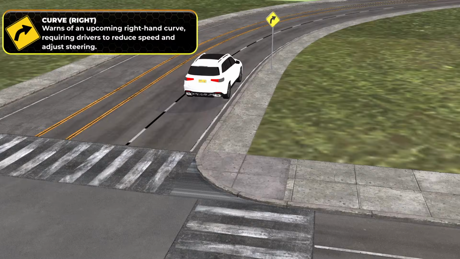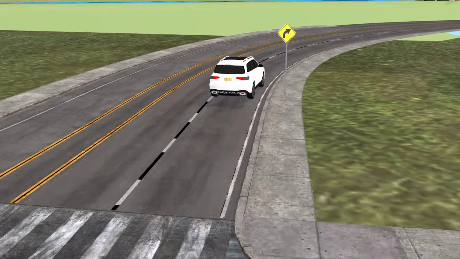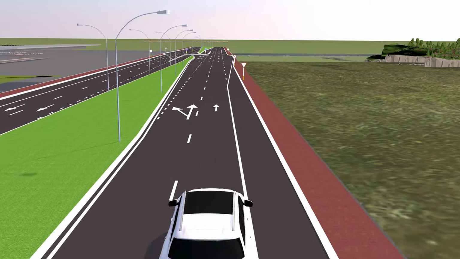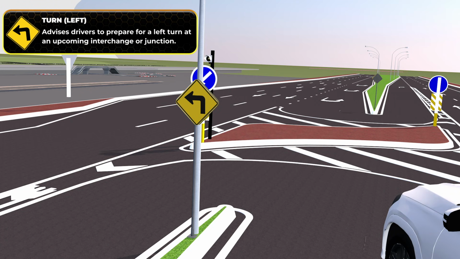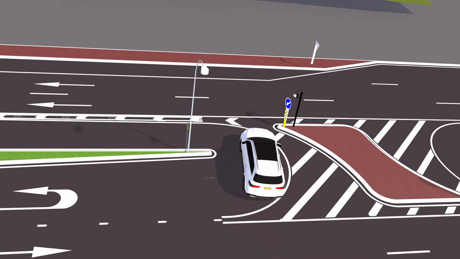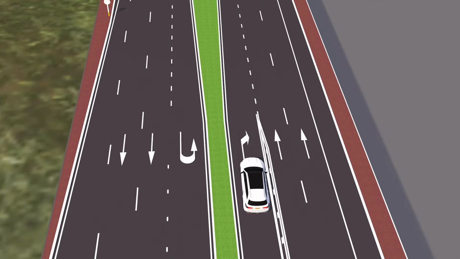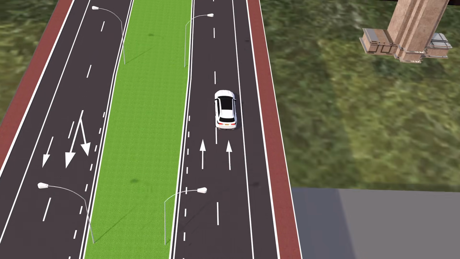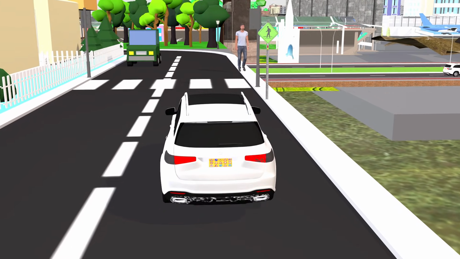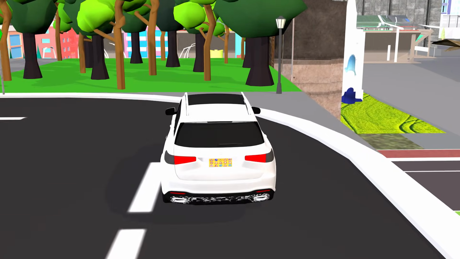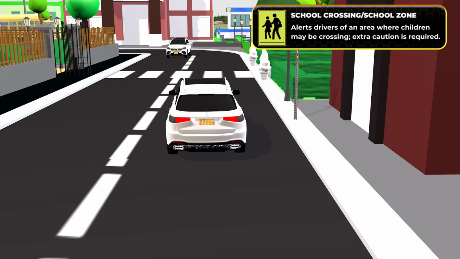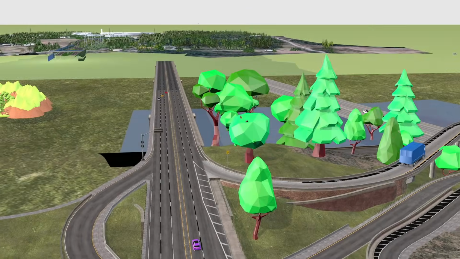This is the curve, right sign, and it warns that the road ahead bends sharply to the right. This is the turn left sign, and it advises drivers that they should prepare to make a left turn at an upcoming intersection, junction, or interchange. Drivers should check their mirrors, signal in advance, and position their vehicle safely in the left lane when possible. This is the school crossing, school zone sign, and it warns that children may be crossing the road ahead.